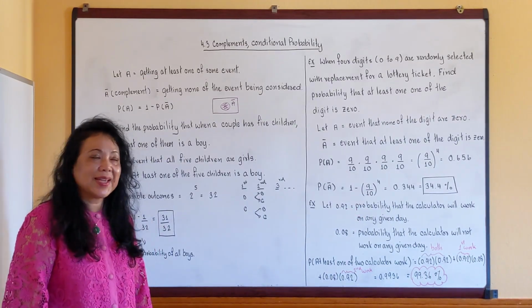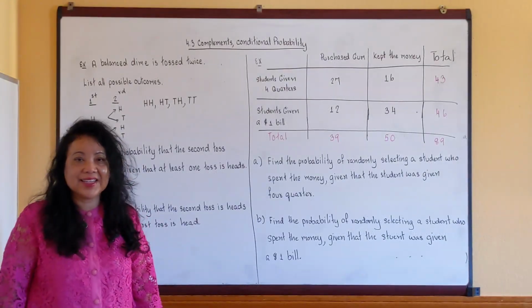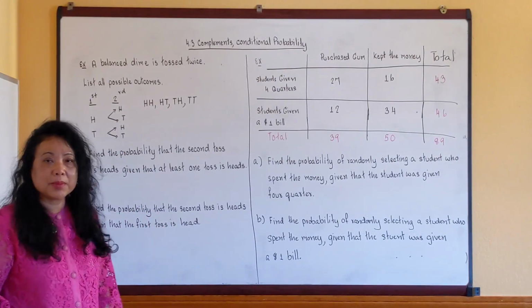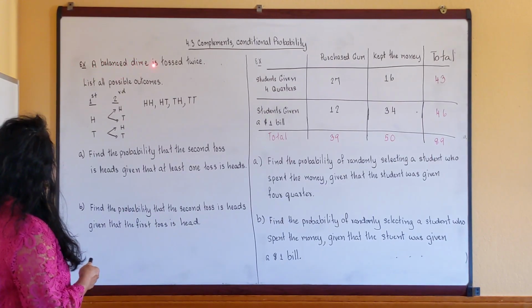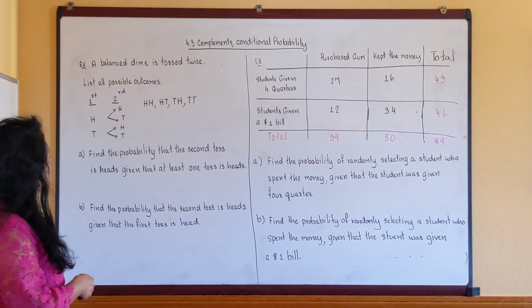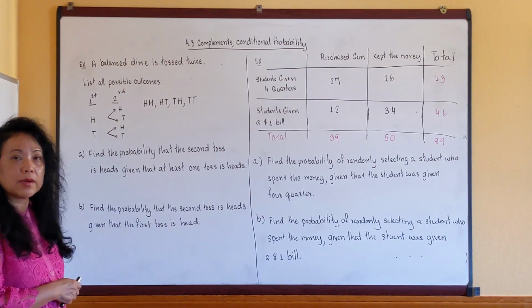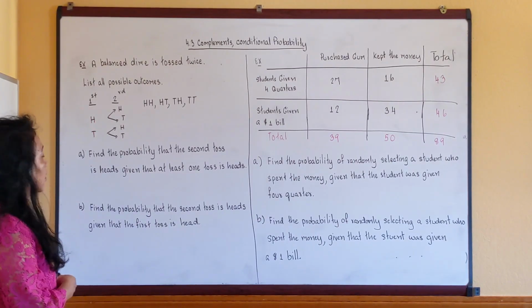Alright, so let's look at the conditional probability. Okay, the first example: a balanced dime is tossed twice. List all the possible outcomes. So this is how you list the possible outcomes. The first time you toss, you have 2 outcomes, head or tail.